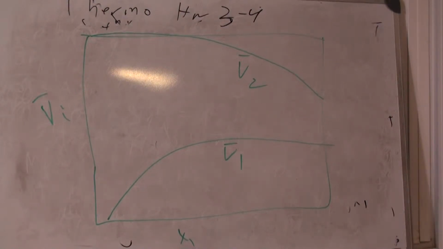Alright, welcome back. We're on homework 3 for Thermodynamics II at South Dakota School of Mines and Technology. This is problem number 4. Homework number 3 is partial molar properties, which has both graphical approaches and analytical approaches. And as you can see by my beautiful graph here, this is a graphical approach.